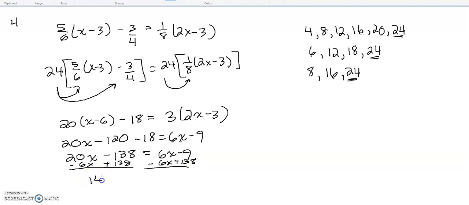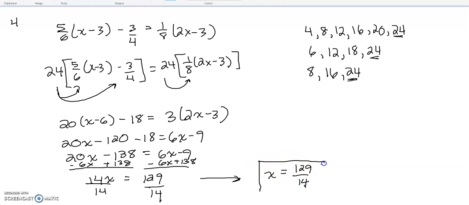So we should get 14x equals, I believe that's 129. Yeah, 129. And then divide by 14 to get our answer. So that's your answer right here. We'll just move it over to the side. x equals 129 over 14. So that is the final answer to problem number 4.